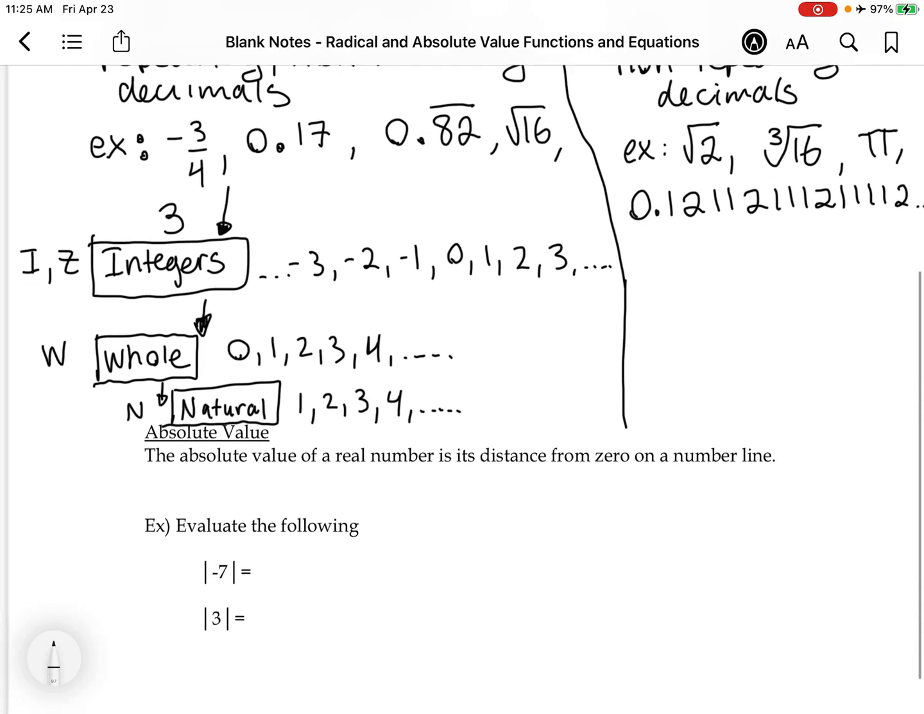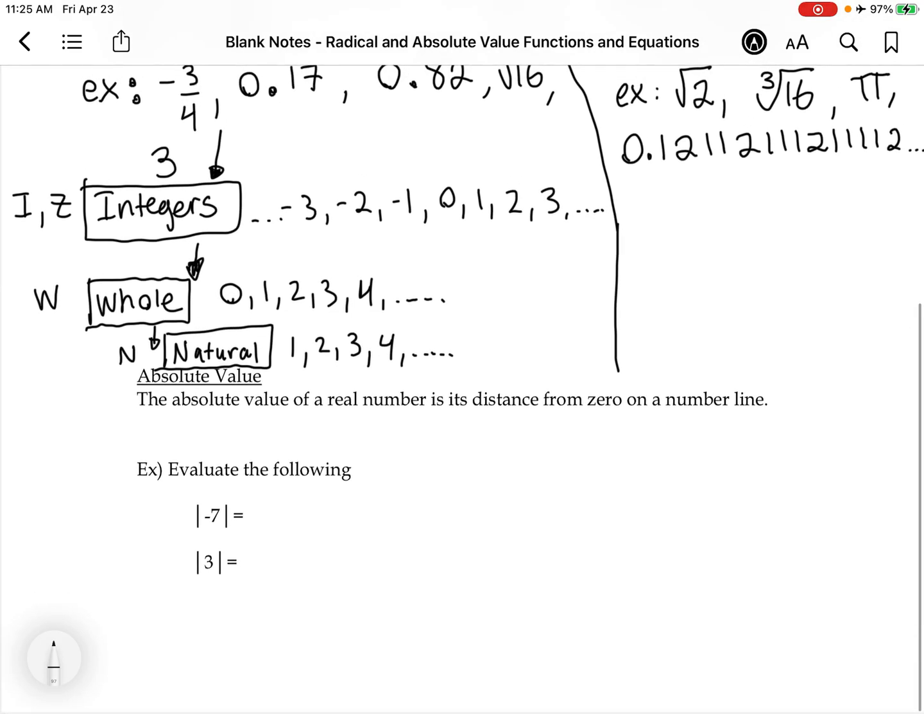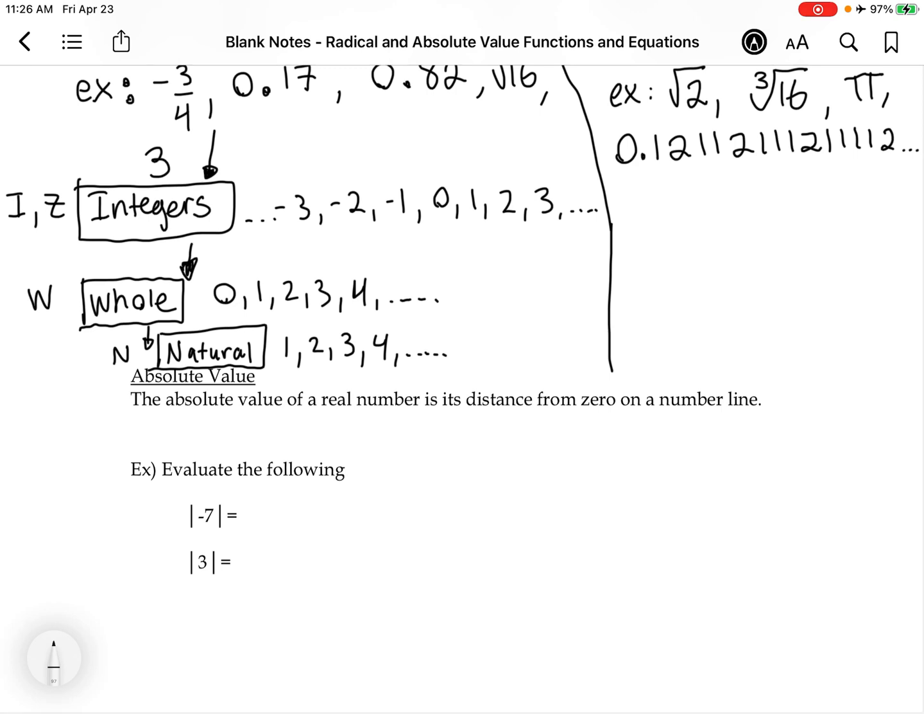All right, so that's a little summary of the number system, the real number system. By the way, there are also such things as imaginary numbers. You will learn about them when you get to maybe 3rd or 4th year university if you continue to pursue mathematics. But we're not going to go into those right now. They're essentially the square roots of negative numbers. Okay? All right, so absolute value.